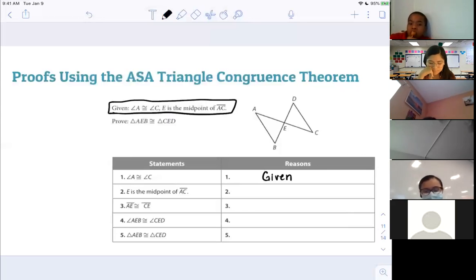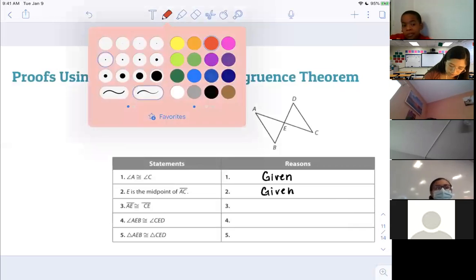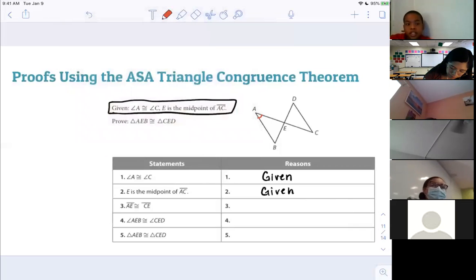Would anyone else maybe try to take a crack at number two? It's given. Daniel's completely correct. It's also given, because it actually gave us two different statements. They said angle A is congruent to angle C, so I'm going to go ahead and mark that. Number 3 is given. And then that E is the midpoint of AC.